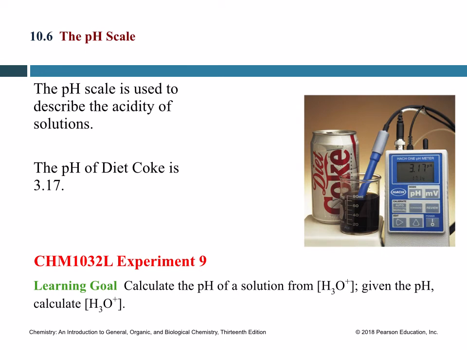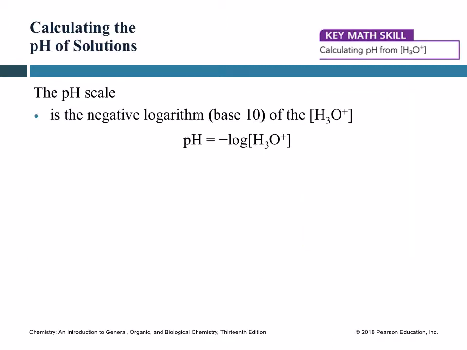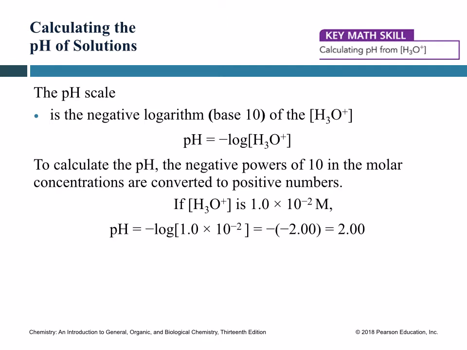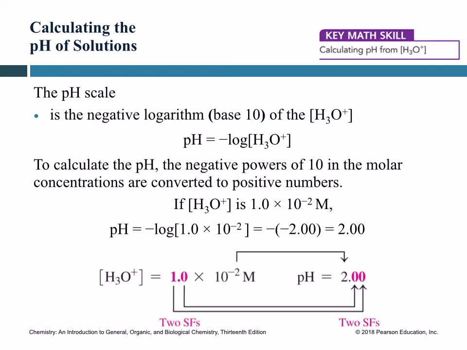The concentrations of acids are usually very small numbers. To make them more convenient, you can express concentrations as pH. pH is defined as the negative logarithm of the concentration of H3O+. Given any concentration of H3O+, you can determine the pH. For example, if the concentration is 1.0 times 10 to the negative 2, the pH is 2. Note that the number of significant digits in the coefficient of the concentration becomes the number of decimal places in the pH.